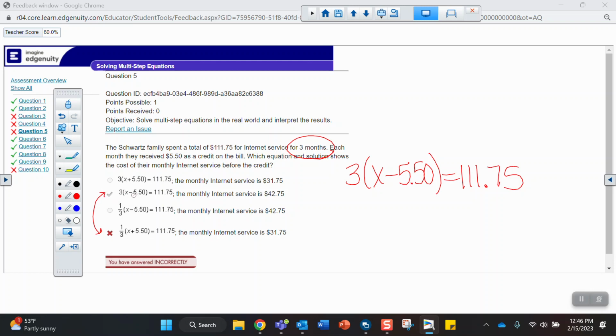So there's the difference between the two equations. The one that's correct, again, it's a credit, so we're taking it away from our bill total, and it happened for 3 months, so we're multiplying that by 3 versus a third. And when you solve this, you do get 42.75.